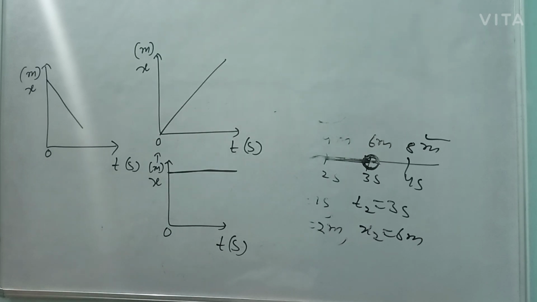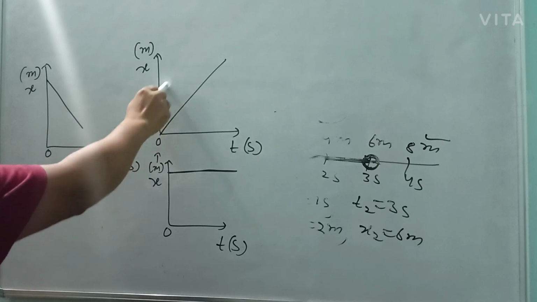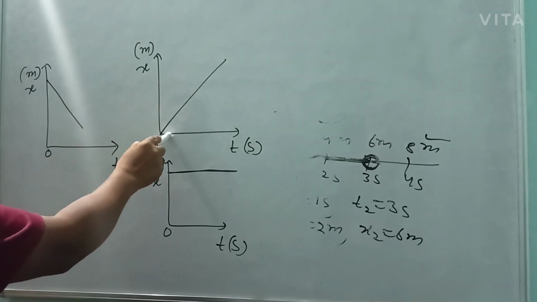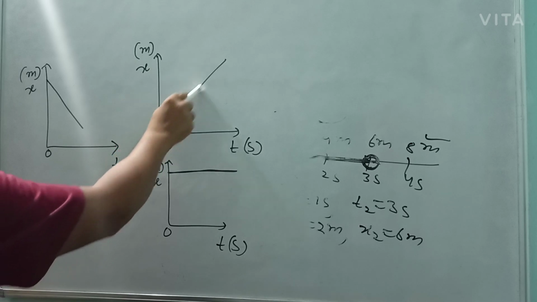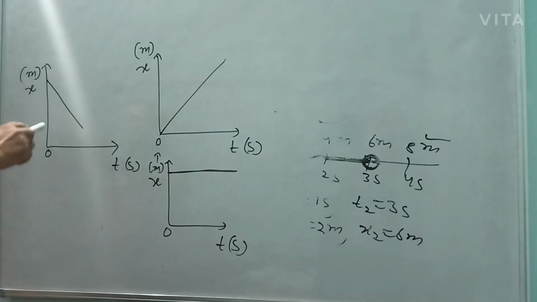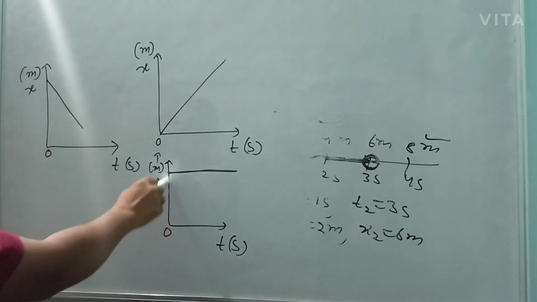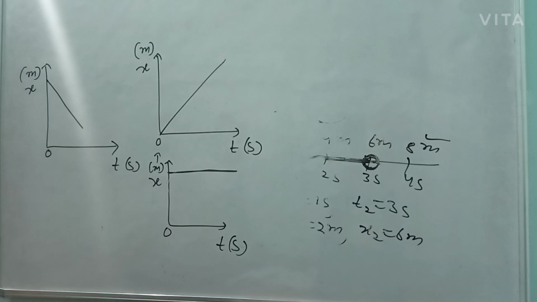So if I summarize this, in this graph, your velocity is constant, or one says this is positive velocity. Here this is your negative velocity. Here it is zero velocity. That means from position time graph you can easily know whether velocity is positive or negative or zero.